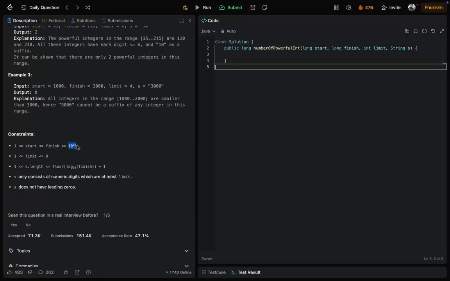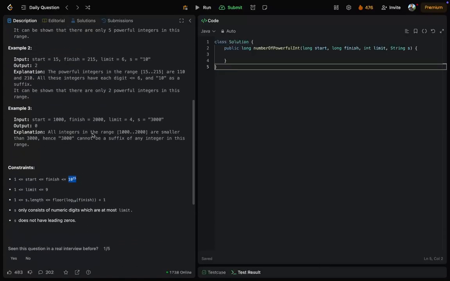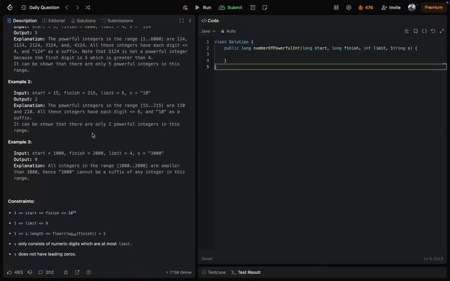Since our range is this, can we apply square root? No. So we must solve this question in logarithmic of finish time, right? Our finish is this, so we must solve it in that. So let's first build the approach.